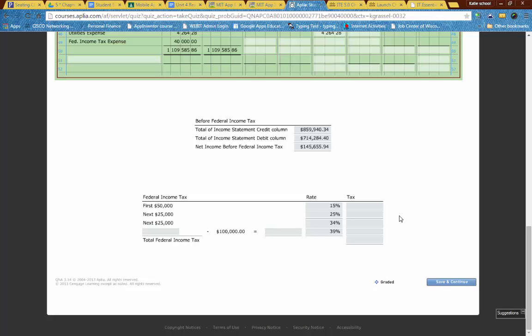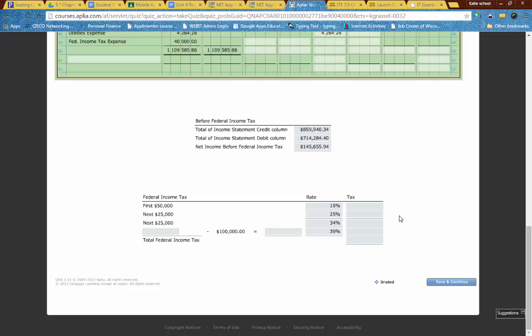If I add these three numbers together, what does that give me? 100,000. Okay? So this right here accounts for the first $100,000 that a business earns. Anything over $100,000 is going to be taxed at that 39%. So that's what we need to put here.